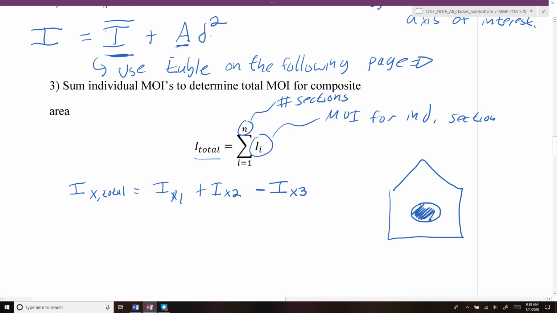We're going to do an example problem of how to do this. That concludes the method for calculating the second moment of area for a composite section.